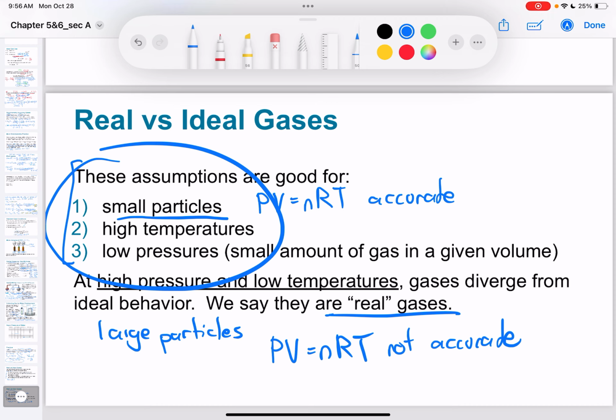Now we have some pretty complicated equations that allow us to calculate what the pressures or volumes or whatever of a gas would be if PV equals nRT isn't accurate, but that's more than we need to go into today, or in this class for that matter.